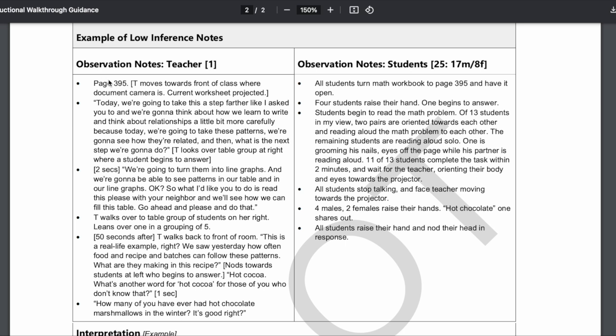So for example, you can see the text that students are on. You can see what is projected in the class. You can see the actual teacher words, right? So these are the words coming out of the teacher's mouth. This is the time in between this sentence or set of sentences and this one, right? We see a teacher walking to a table, right? We see all the teacher moves here. Then on this side, we see the students, right?